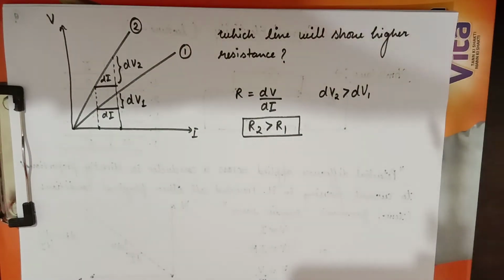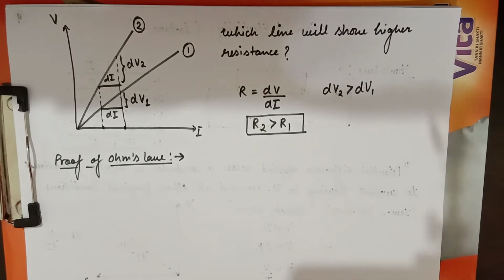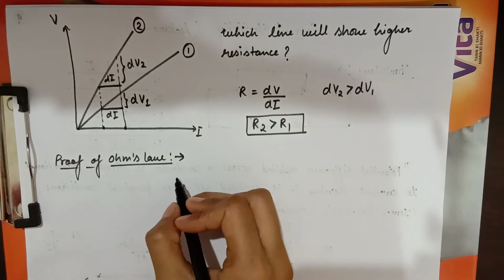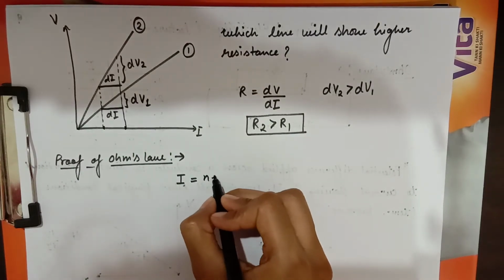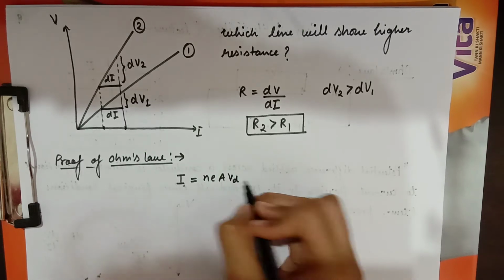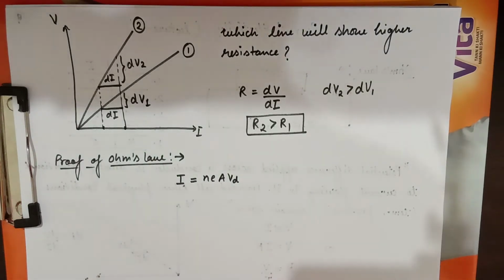So till now we have discussed the practical phenomena of Ohm's law, or Ohm's law which was seen practically. Now we will prove Ohm's law analytically. So now the proof of Ohm's law. As we know, the relation between I and Vd is I is equal to neAVd, where n is the density of current carriers, e is the charge on one electron, A is the area of cross section, and Vd is the drift velocity.